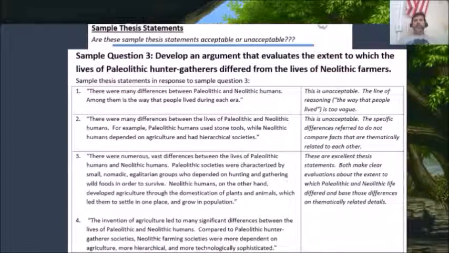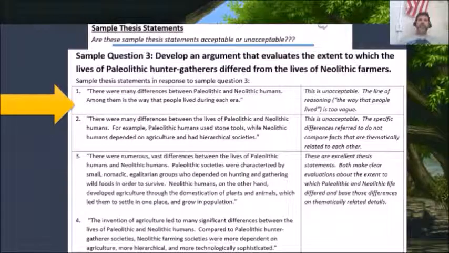So now let's look at sample question 3. Develop an argument that evaluates the extent to which the lives of Paleolithic hunter-gatherers differed from the lives of Neolithic farmers. So now this is once again giving you a specific thinking skill to really focus on, comparison in this case. So, number 1, there were many differences between Paleolithic and Neolithic humans. Among them is the way that people lived during each era.